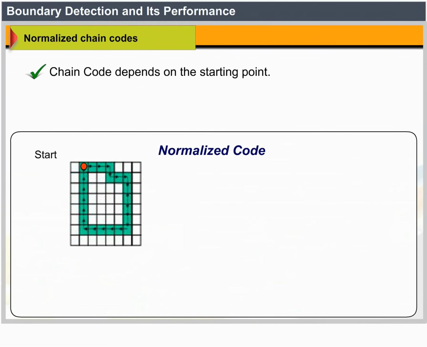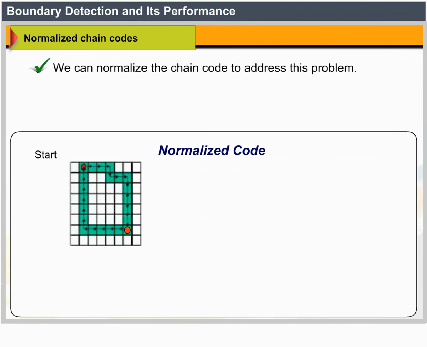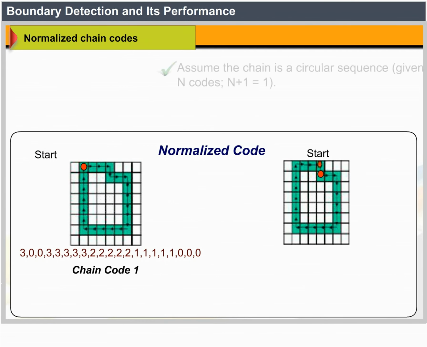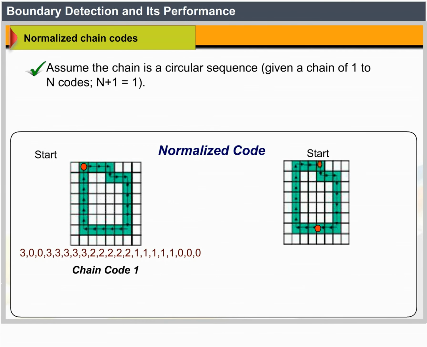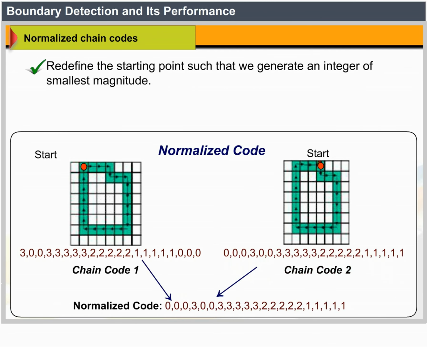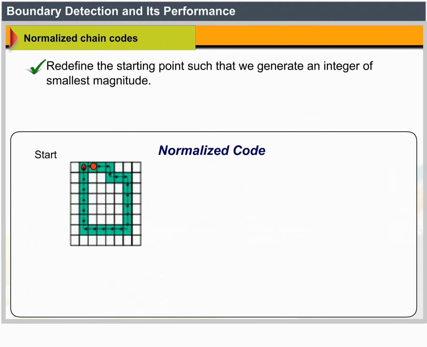Chain code depends on the starting point. We can normalize the chain code to address this problem. Assume the chain is a circular sequence. Given a chain of 1 to n codes, n plus 1 equals 1. Redefine the starting point such that we can generate an integer of smallest magnitude.